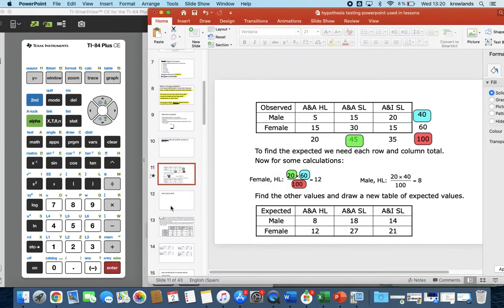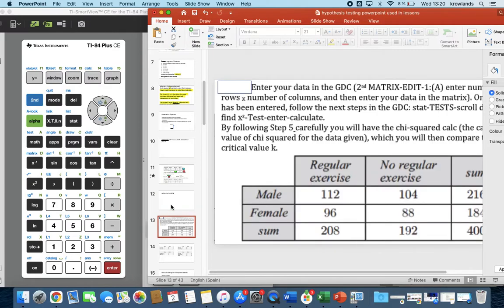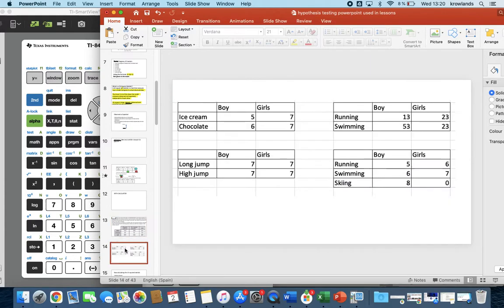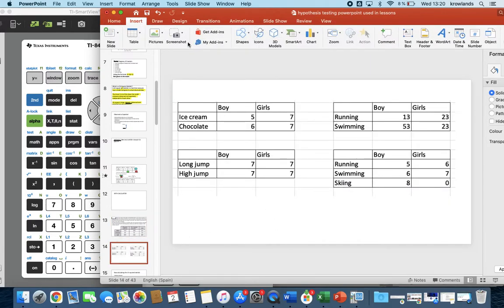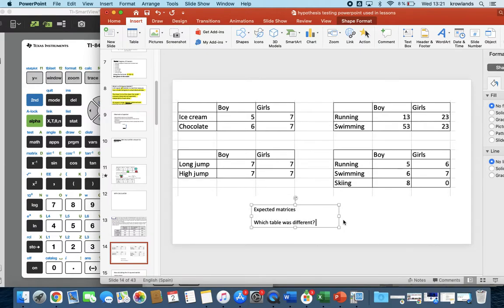Now, we're happy with how to do that with a calculator and without a calculator. Now, what I'd like you to have a go at is work out what the expected matrices are going to be for each of these 4 examples. Then we'll come back and we'll discuss which table was different to all the other ones. There may be more than one answer to this. So you've got 4 questions to do. We now need to pause the video and continue with this work.